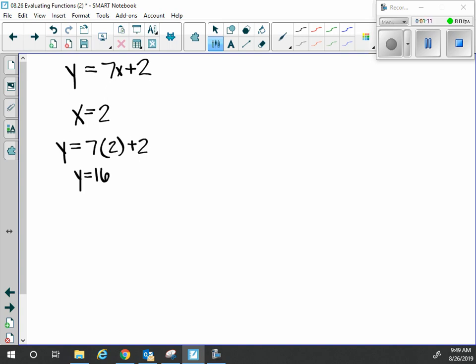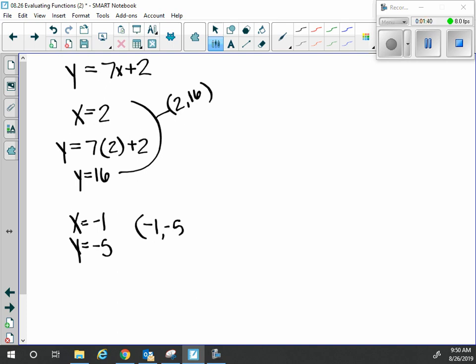So I can look at this point on a graph as (2, 16), right? The x is 2, the y is 16. If I said x is negative 1, would you do the same thing? Yes, plug it in. 7 times negative 1 plus 2 is y equals negative 5. So my point would be at (negative 1, negative 5).